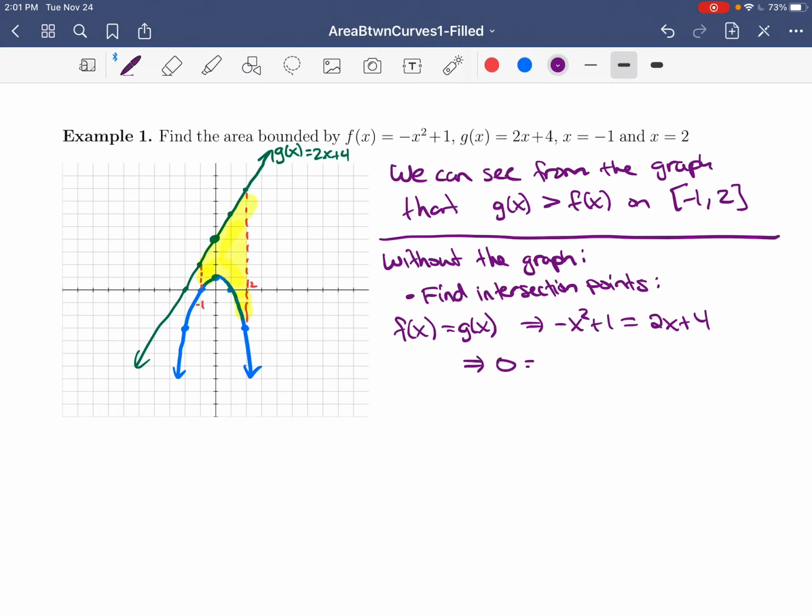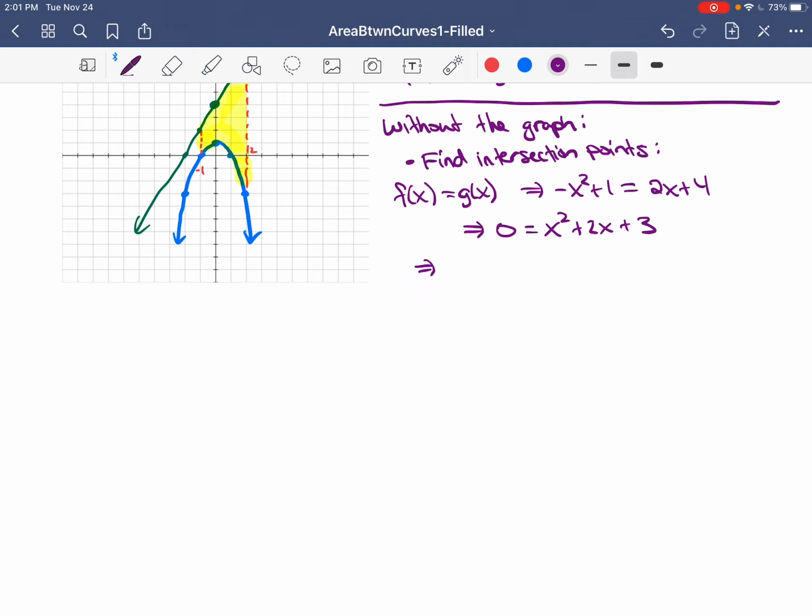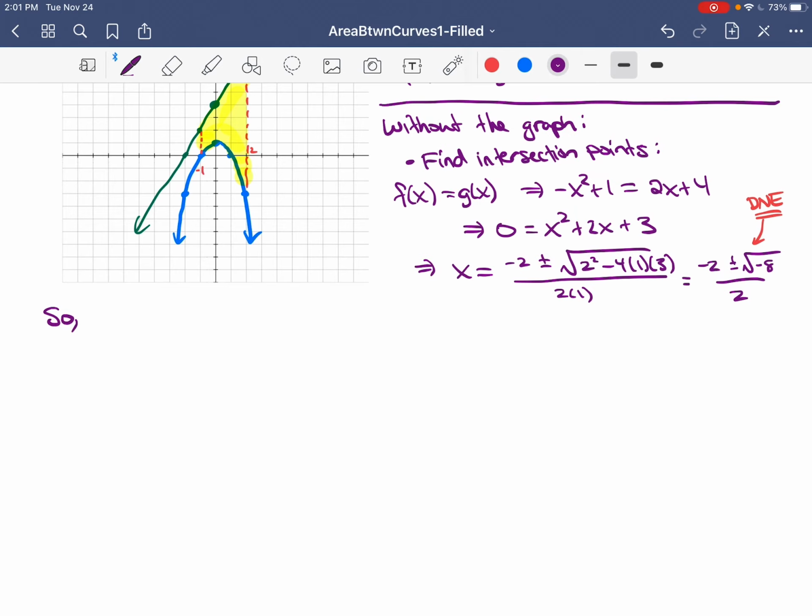I'm going to move everything to the right-hand side, so it's x squared plus 2x plus 3. This doesn't factor nicely. If we use the quadratic formula, x is negative 2 plus or minus the square root of 2 squared minus 4 times 1 times 3, over 2 times 1. This is negative 2 plus or minus the square root of 4 minus 12, which is negative 8, over 2. Clearly this square root of a negative number doesn't exist. So f of x does not equal g of x for any x.